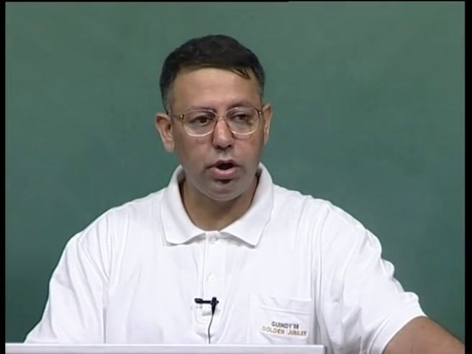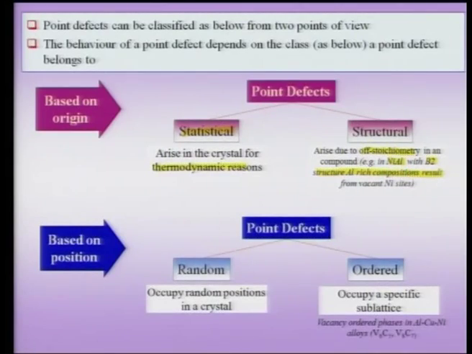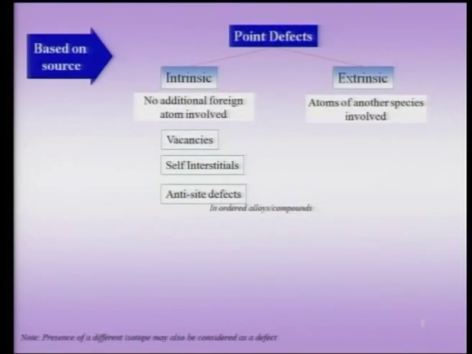Similarly, when I am talking about vacancies, as I pointed out, they can get ordered, and typical examples of these vacancy ordered phases are aluminum copper nickel alloys, and there are specific compounds like V6C5 and V8C7. So, whatever I told in general for classification of defects is also true for point defects.